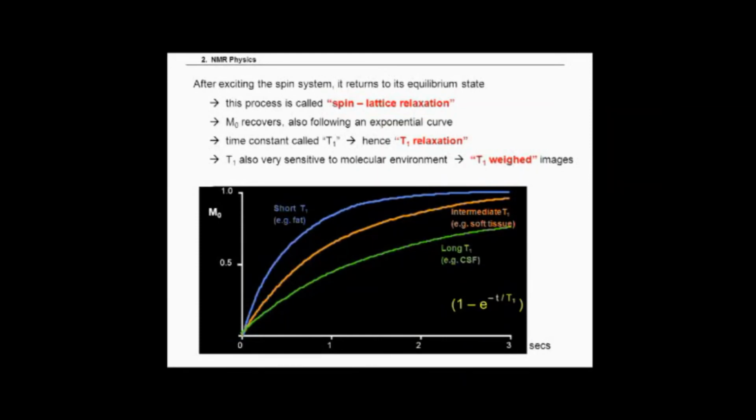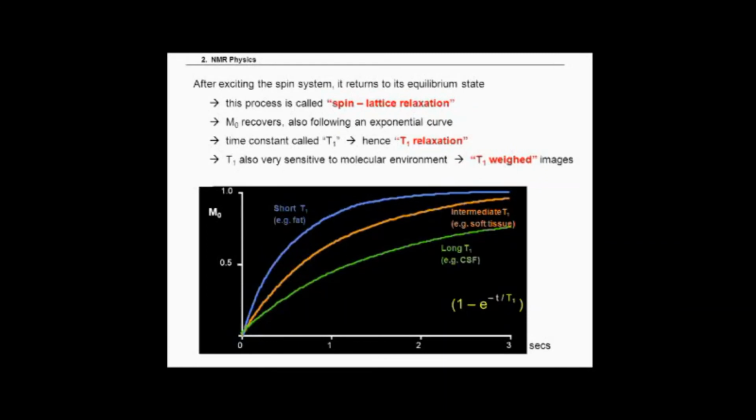So immediately after we have excited everything into the XY plane, the signal dissipates, but everything is still in the excited state at this point. Our signal has just decayed away due to T2. But what happens then is the spins drop down to the lower energy level, and as they're doing so, the vector M recovers back along the Z direction.